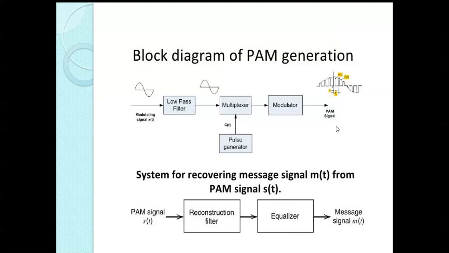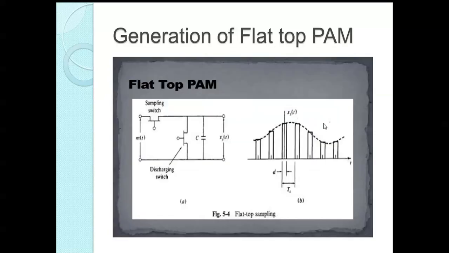So how from this signal do I generate my flat tops? How is it possible? This is a circuit which helps me generate the processing. You can see the flat tops here. Here I'm having two FETs, both acting as switches. This will be the sampling switch, and this will be the discharge switch. So this is the generation of flat top PAM.